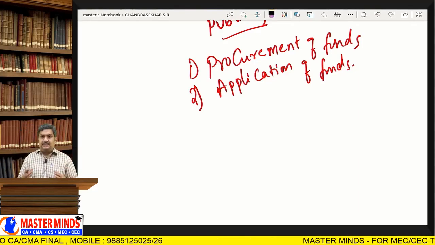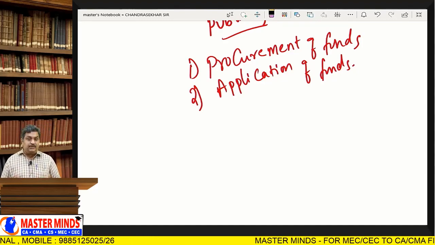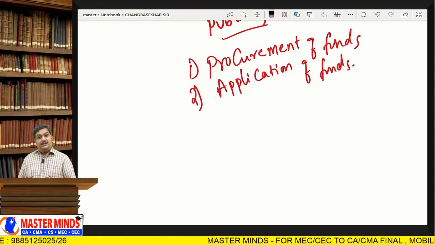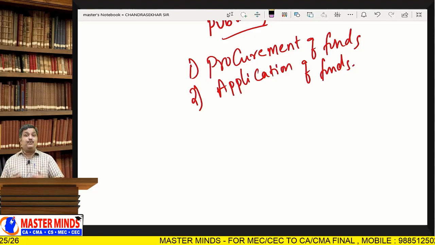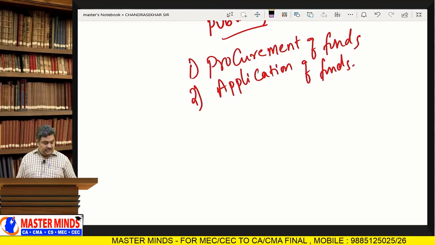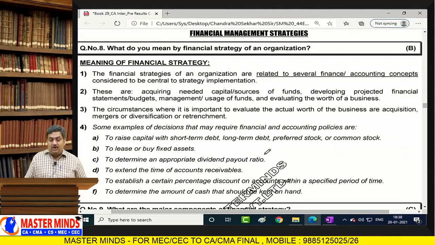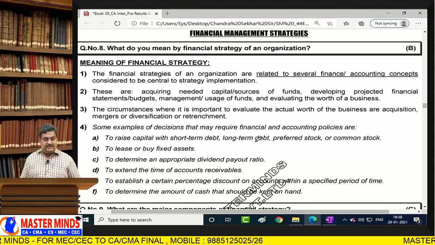Okay, so in this concept of financial strategies, we are going to learn about all those things. That means what are the different sources of funds, how the funds are to be utilized, and how to evaluate the net worth of a business. These all concepts we will study in this particular topic called financial management strategies. And let us start with the 8th question. What do you mean by financial strategy of an organization?